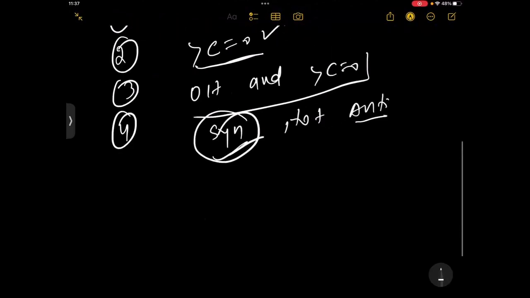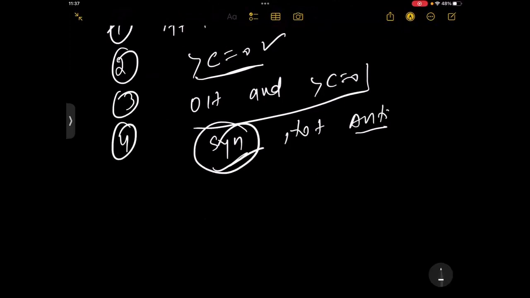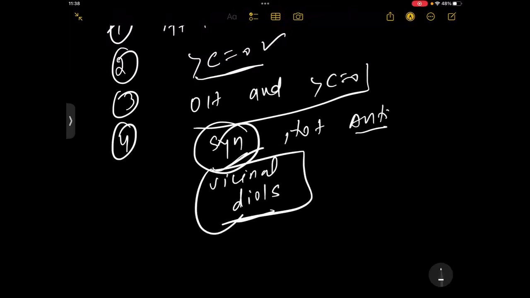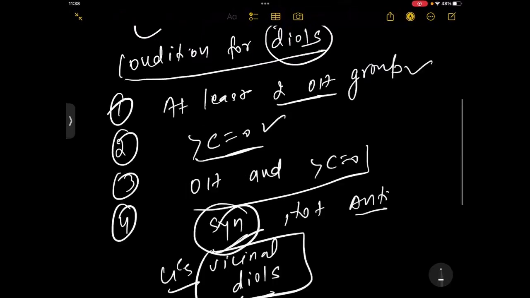So that means syn. What I am telling you is vicinal diols. It should be only cis vicinal diols. So what I am telling you: at least two OH groups, double bond, two ketonic groups, one OH and one ketonic group, and fourth, not anti, it should be syn positions.